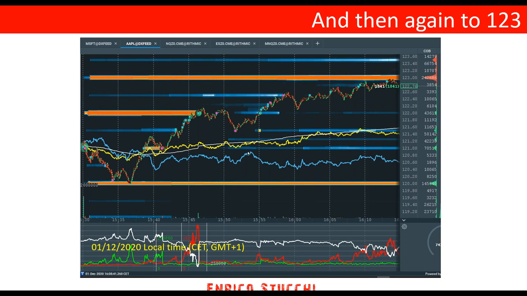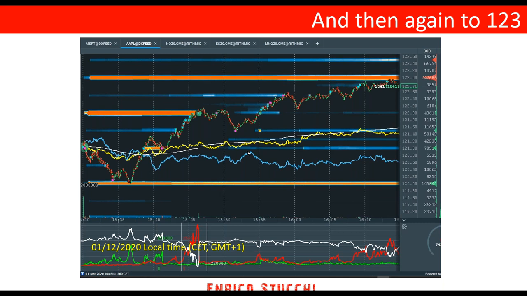Today I just showed Apple, but I use both. I am using Apple, Microsoft, and also Amazon stock in order to trade them directly, obviously, but also Nasdaq. Okay, excellent.